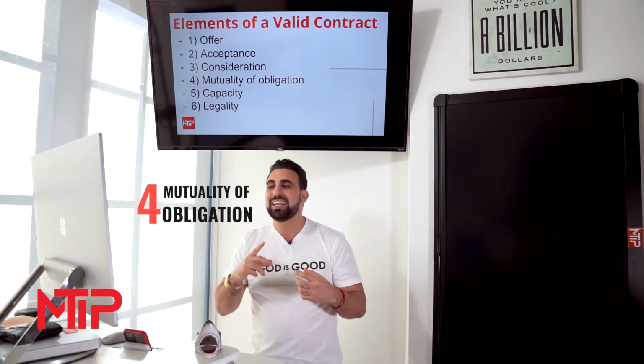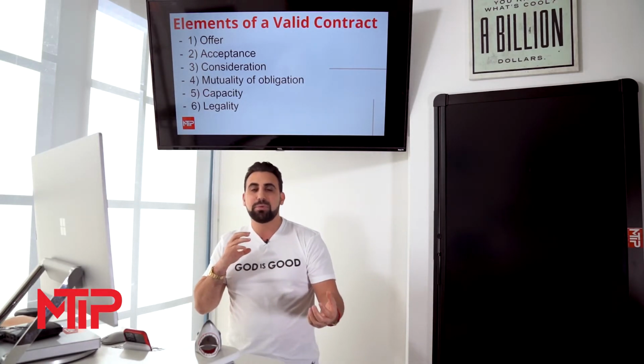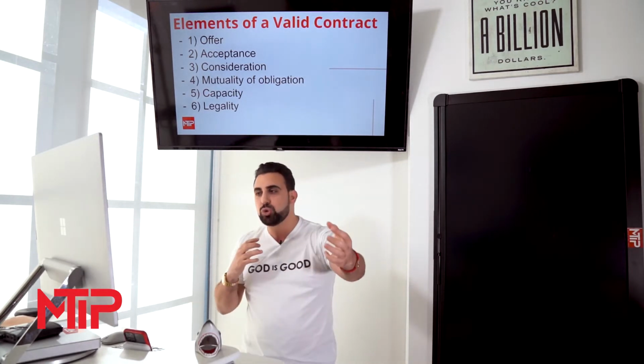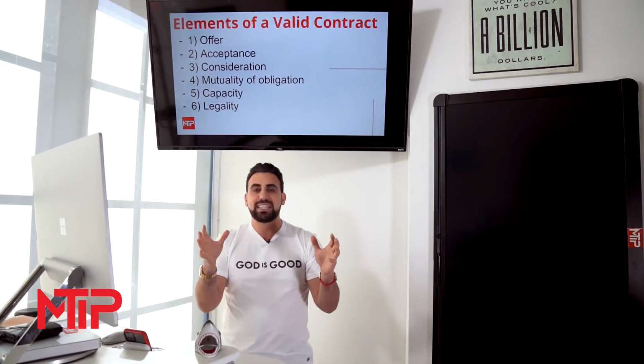Number 4, mutuality of obligation, which means there needs to be some kind of reciprocation of I do this, you do that, and it needs to be clearly listed out.